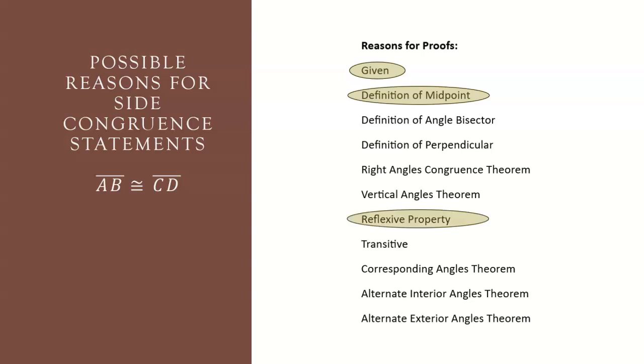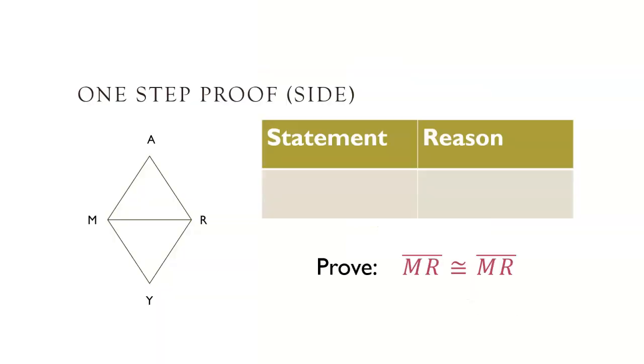You can use reflexive property to show that sides are congruent. If it's the same side, but it's in two different triangles, then you can use reflexive. You can also use transitive to show that sides are congruent. And of all of our reasons, those are the only ones that you can use to show that sides are congruent.